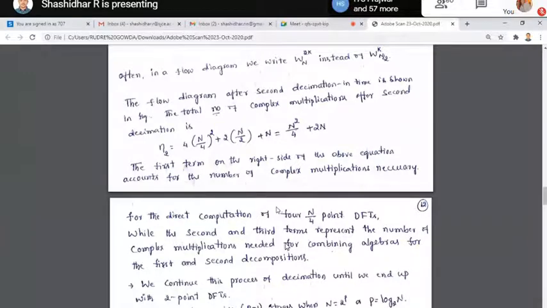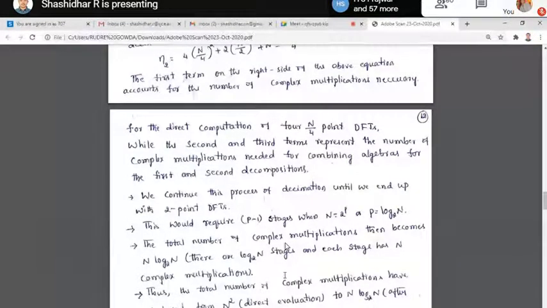So we continue this decimation process until we end up with a 2-point DFT, and this would require p minus 1 stages when N is equal to 2 to the power of p, and p is equal to log base 2 of N. The total number of complex multiplications then becomes N log₂ N. Means there are log₂ N stages, and each stage has N complex multiplications.